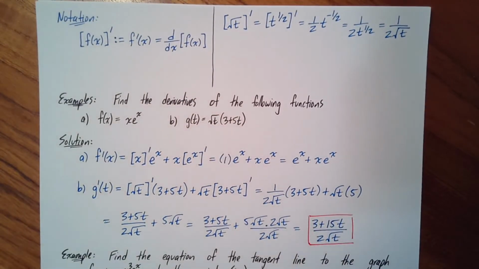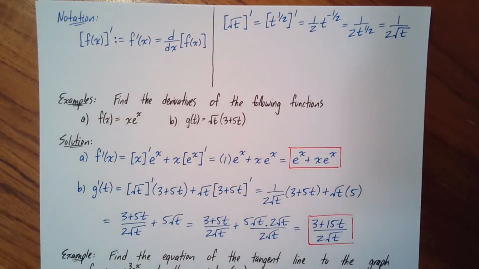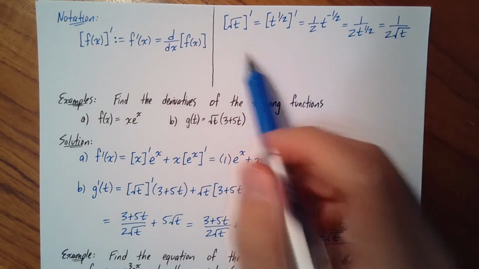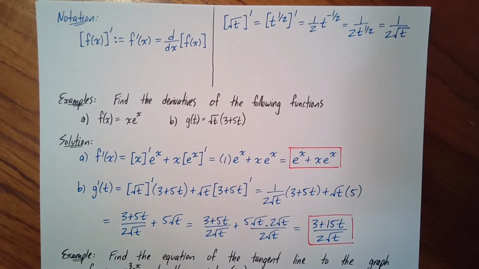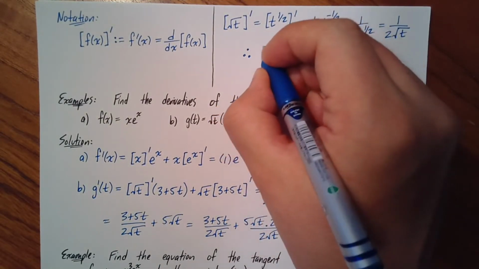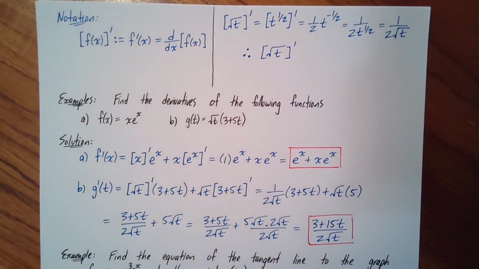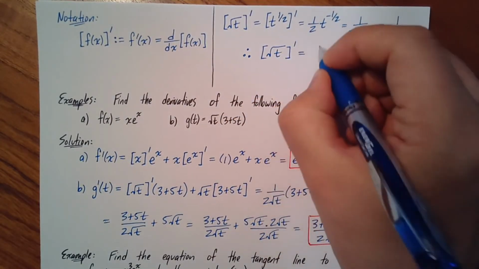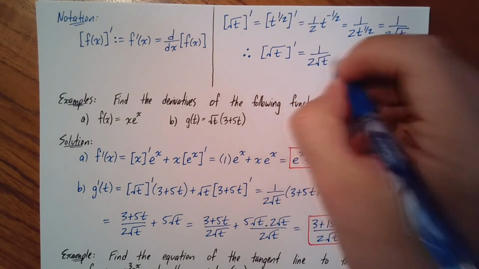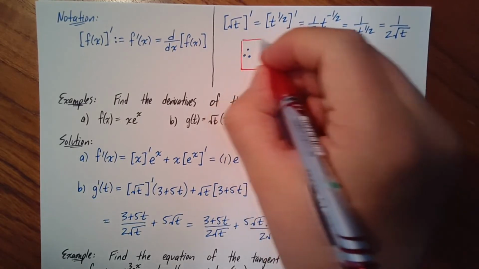And then what was the answer for part A? It was e to the x plus x e to the x. And so by the way, this workup here, remember this is just the details behind the following rule, which I'm just going to write now. If you have the derivative of the function square root of t, you're just going to get 1 over 2 root t.